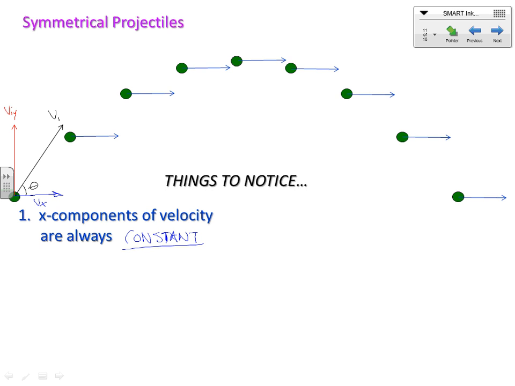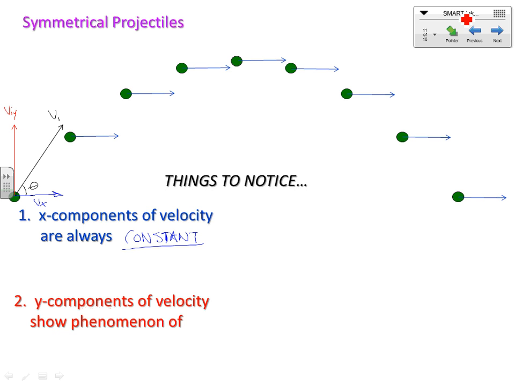Now, what's next? The y components. What do we know about y component stuff? Here's a real important word. This is a symmetrical projectile. So if we forget about the horizontal stuff for a minute, it's really just like one of these that goes straight up and comes straight back down, but happens to be moving sideways the whole time. So the y components of velocity show the phenomenon that we refer to as symmetry of motion.